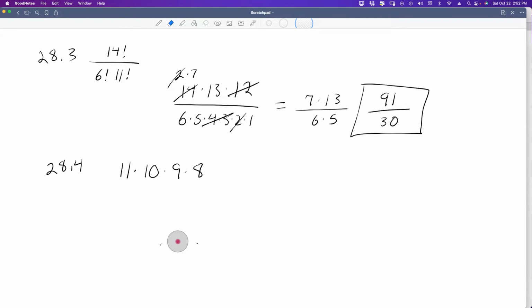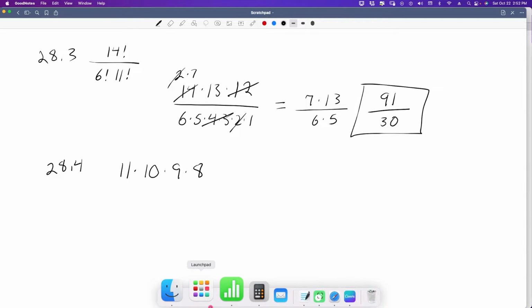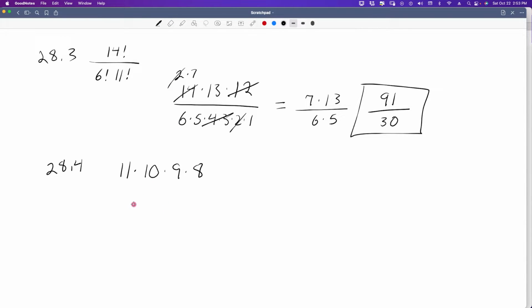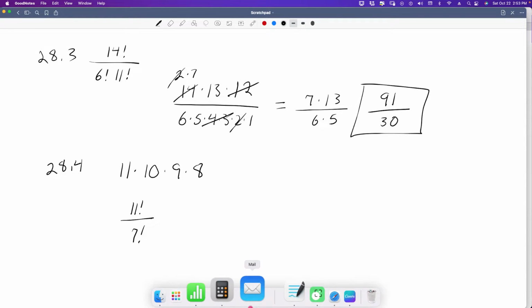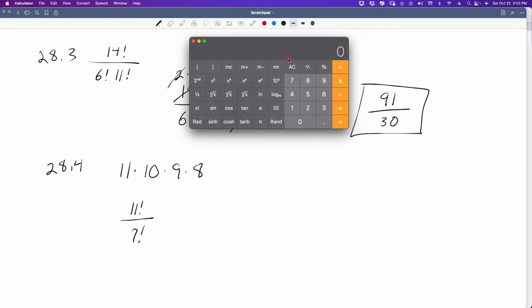So we pull our calculator back up, and we are going to rewrite this as 11 factorial divided by 7 factorial, because that's what this is, right? We have that sequence there. That's what we can do with it. If I can get my calculator to come up here. There we go. All right, so on the calculator, we're just going to type 11 factorial divided by 7 factorial, which equals 7,920.